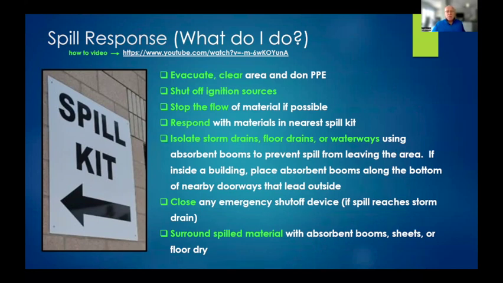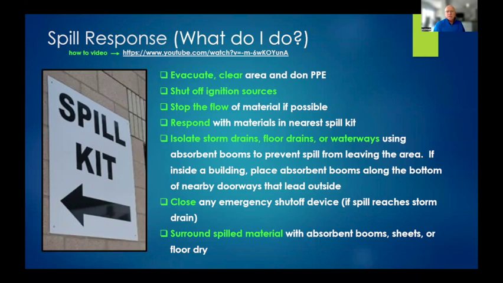Okay, the first thing you want to do is clear out the area of any equipment, personnel, vehicles. Then you want to shut off any ignition sources because you don't want to create further dangerous conditions. Stop the flow of the material. Plug the hole. Shut off the valve. You don't want to work against the spill. Then respond with the materials in the nearest spill kit.